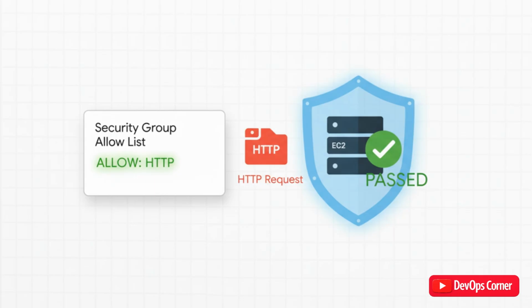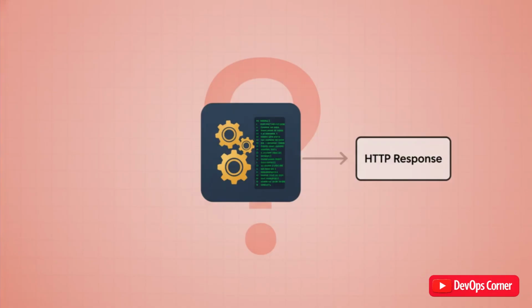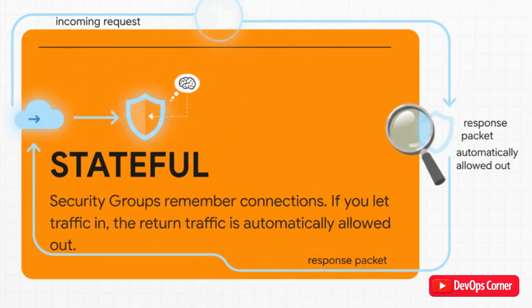At this point, everything looks like it's working perfectly. So, our application does its thing, it processes the request, builds the web page, and sends that response packet back out on its way to the user. And right about now is when our silent failure happens. Okay, this is the most important concept to get.